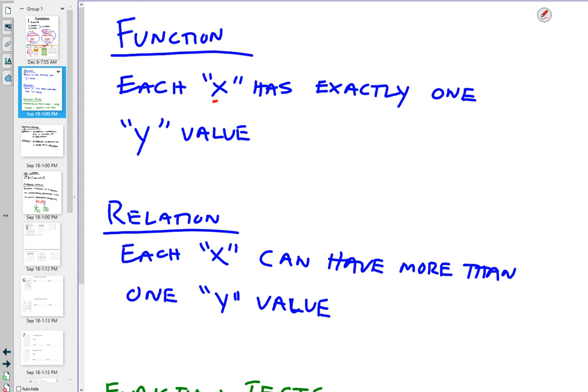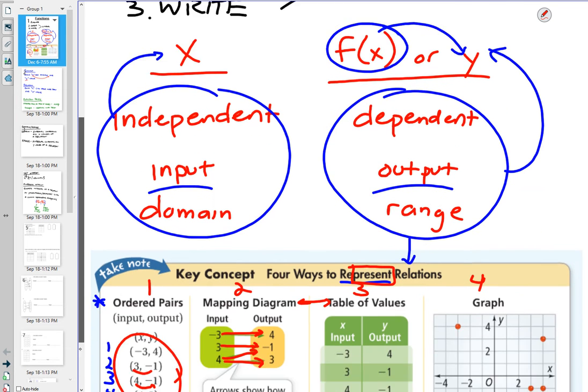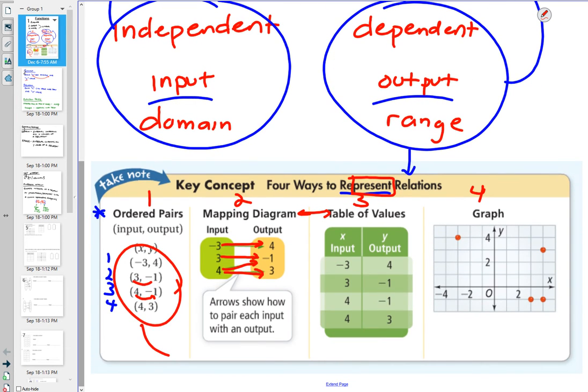If each x has exactly 1 y, then we have a function. So the reason why Miranda picked up on the fact that this was not a function is she saw that 4 there on the input. That's kind of like the ladies man of inputs, and that 4 was messing around with the -1 and with the 3. So because one input gave you 2 different outputs, yes, it failed.